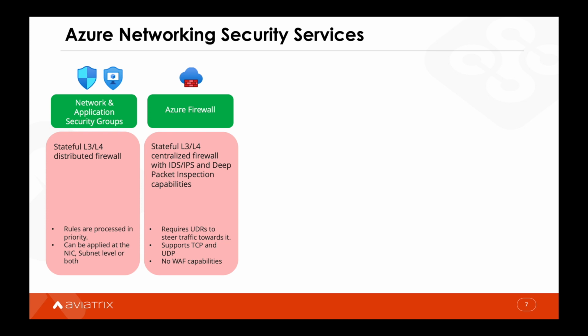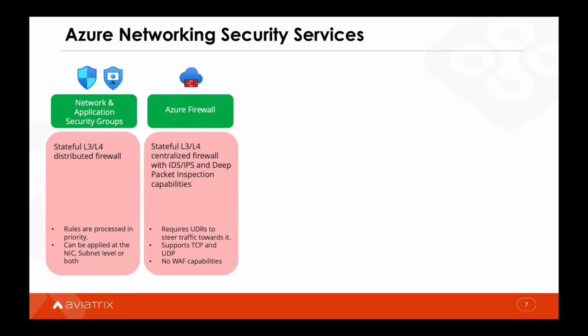Now, because it is centralized, meaning it's an appliance, and it doesn't support integration with Azure Route Server for dynamic route advertisement, when using Azure Firewall we also need to use static routes, user-defined routes, to send traffic to the firewall. And remember, because these are static routes, they need to be manually configured and maintained.